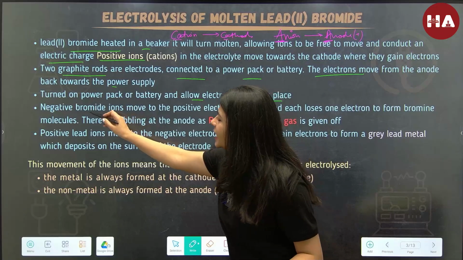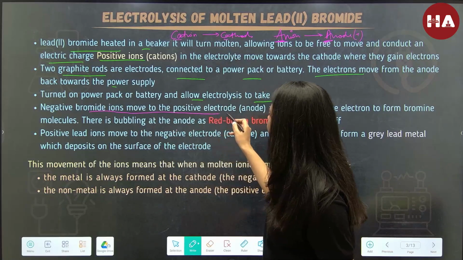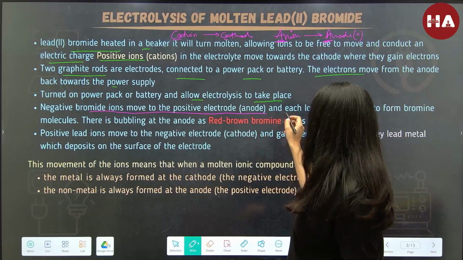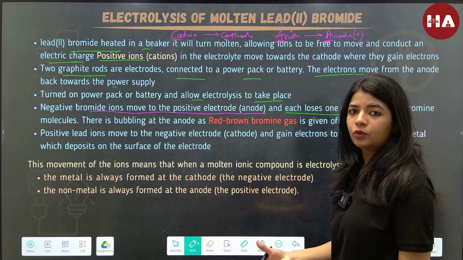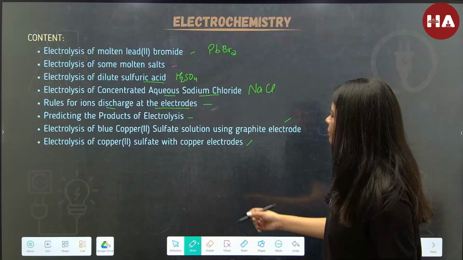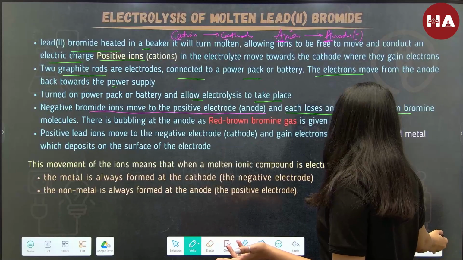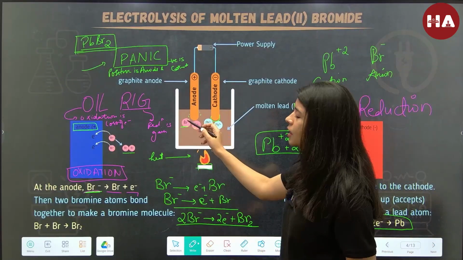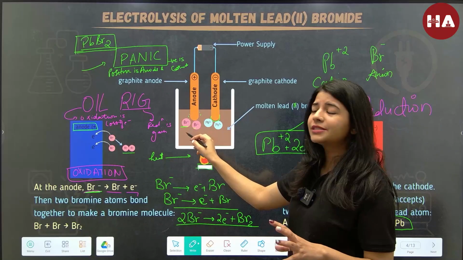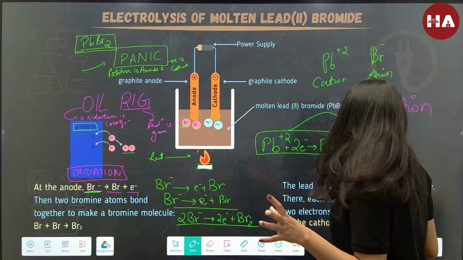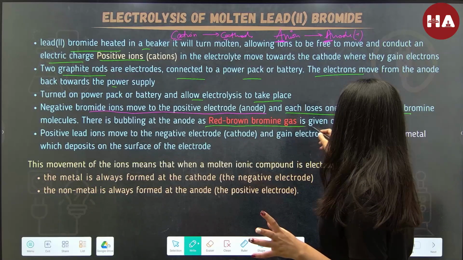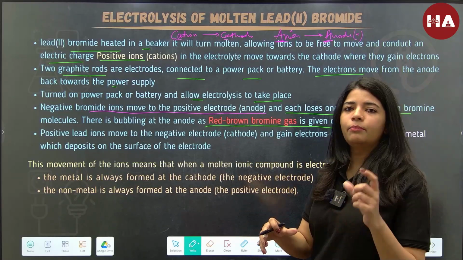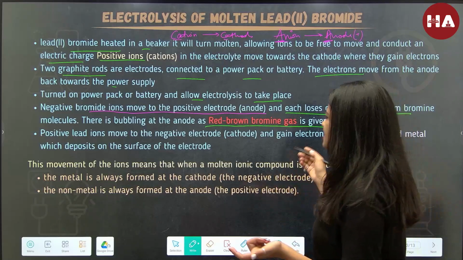Next, negative bromide ions move to the positive electrode. We know that, right? And each loses one electron to form a bromine molecule. Now, how will we know if a bromine molecule is formed over here? Because there will be a reddish brown color gas which will tell us that yes, it is bubbling of bromine gas. Okay, this is the test.